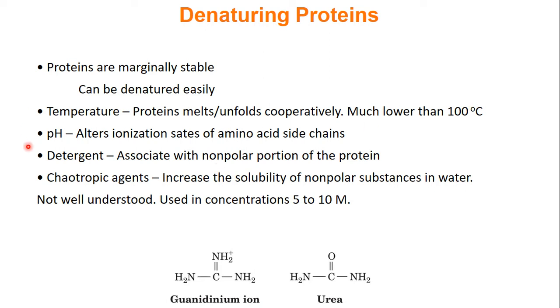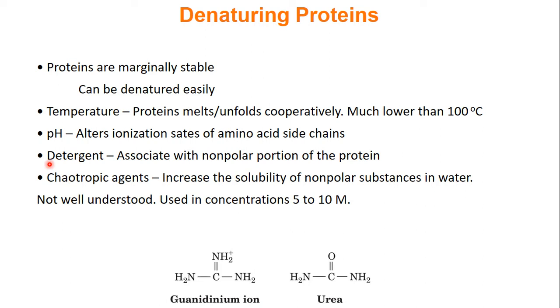pH will also cause a protein to unfold. Each protein is designed to stay in a specific pH range. However, if you put that protein in a different pH range, you can alter the ionization states of amino acids, and we've seen this already in this course. And when you change the ionization state, you can break hydrogen bonds or break ion pairs, which means the protein will unfold.